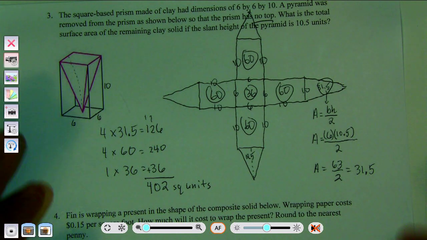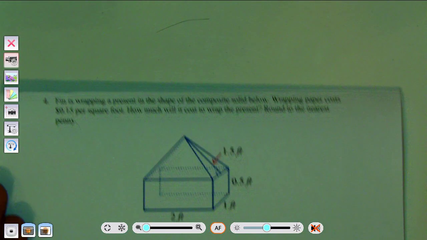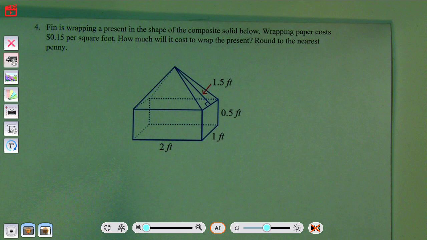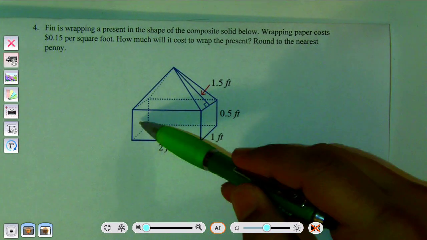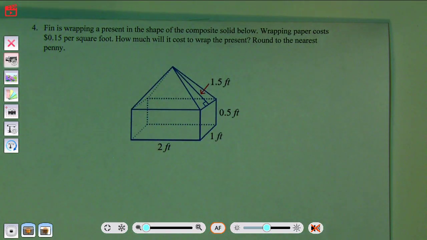And our last problem, talking about Finn wrapping a present in the shape of this composite solid. We would informally call this kind of a picture of a house. This is actually going to make the same net picture as number 3, except instead of that pyramid being inverted into the box, it's actually going up the box. If we look at the box at the bottom, it still only has 5 sides. This 6th side is not on the outside of the shape. It is not a face because it is contained on the interior of the box, so it doesn't count.